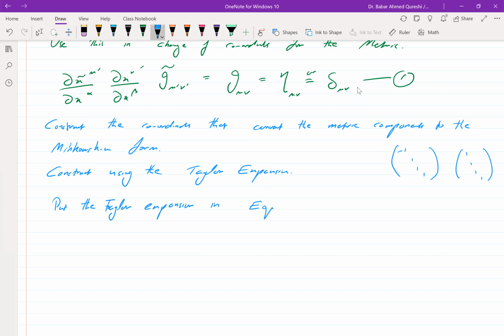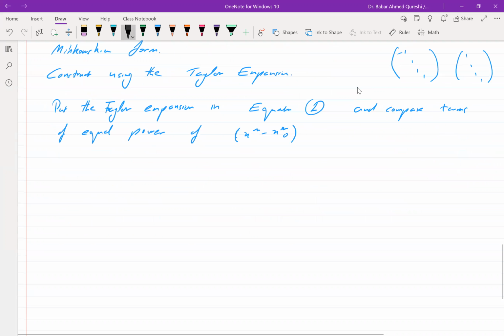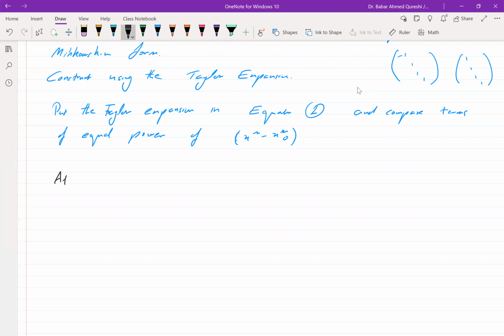in equation 1 and compare term by term of equal power of these guys where we are expanding. So what do you get at the 0th order?